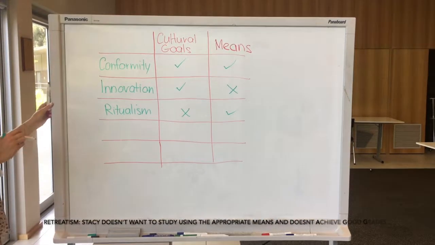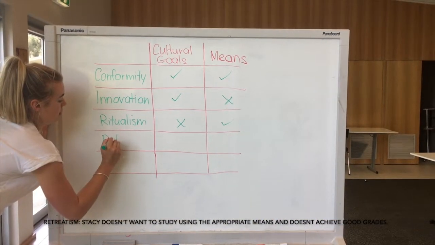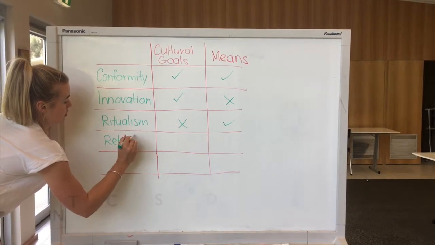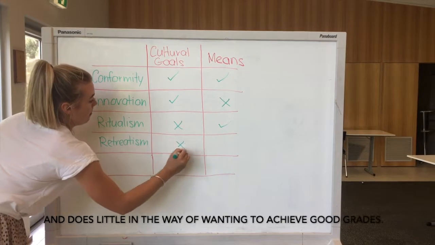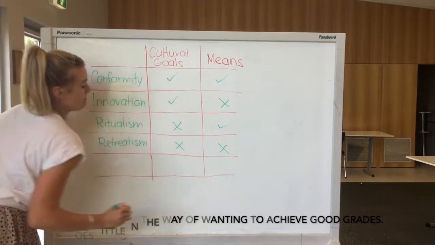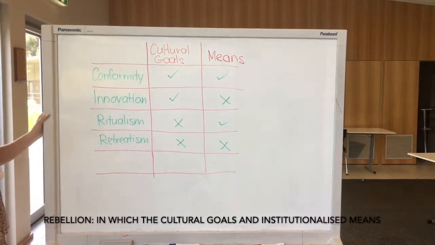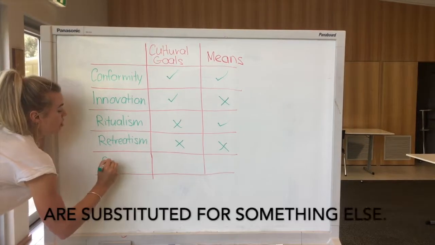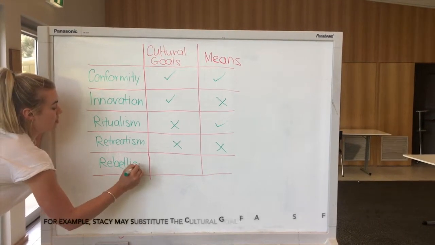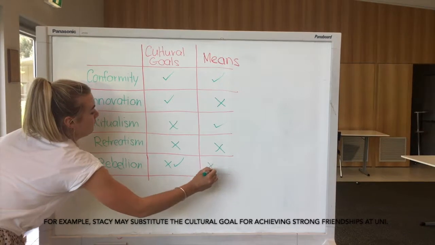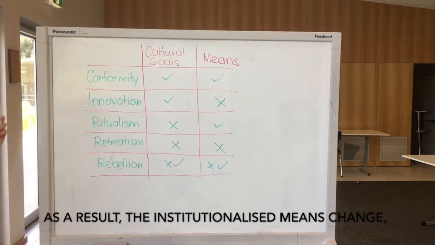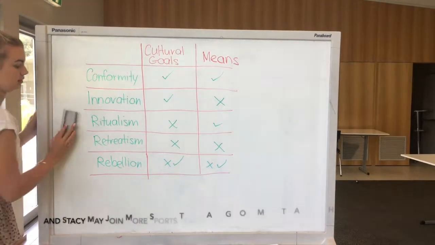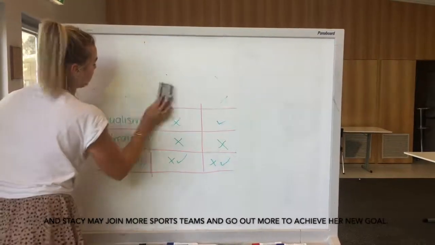Retreatism. Stacey doesn't want to study using the appropriate means, and doesn't achieve good grades. In this case, Stacey doesn't attend class and does little in the way of wanting to achieve good grades. We have rebellion, in which the cultural goals and institutionalized means are substituted for something else. For example, Stacey may substitute the cultural goal for achieving strong friendships at university. As a result, the institutionalized means change, and Stacey may join more sports teams and go out more to achieve her new goal.